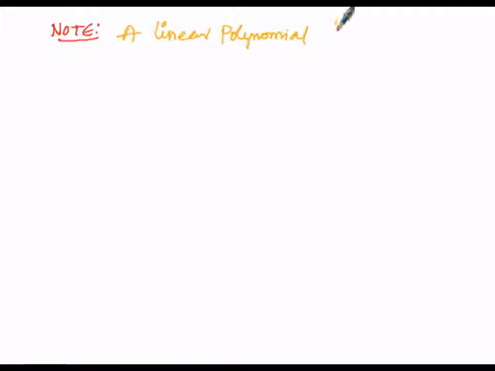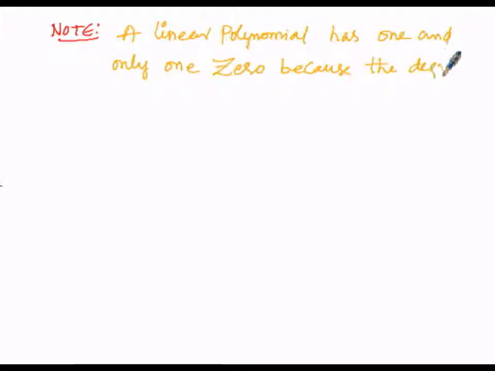A linear polynomial has one and only one 0, because the degree of the variable in the linear polynomial is 1. Since the variable's degree is 1, that linear polynomial will have only one 0.